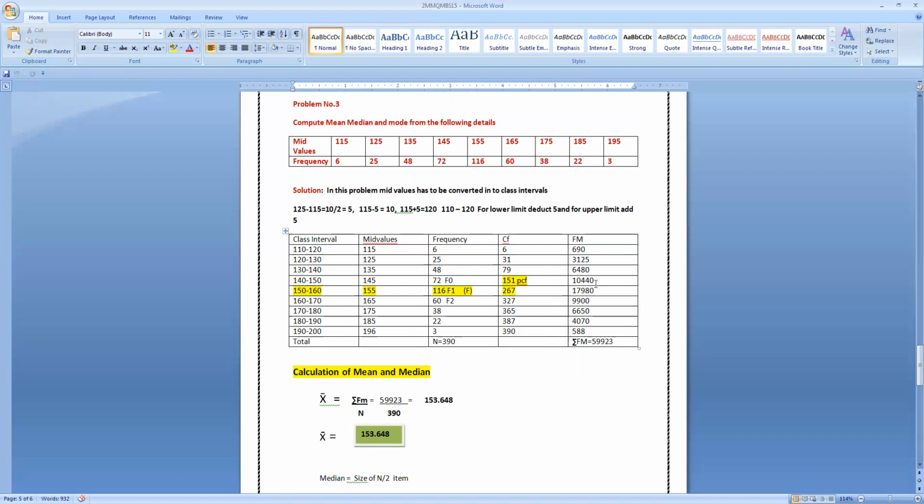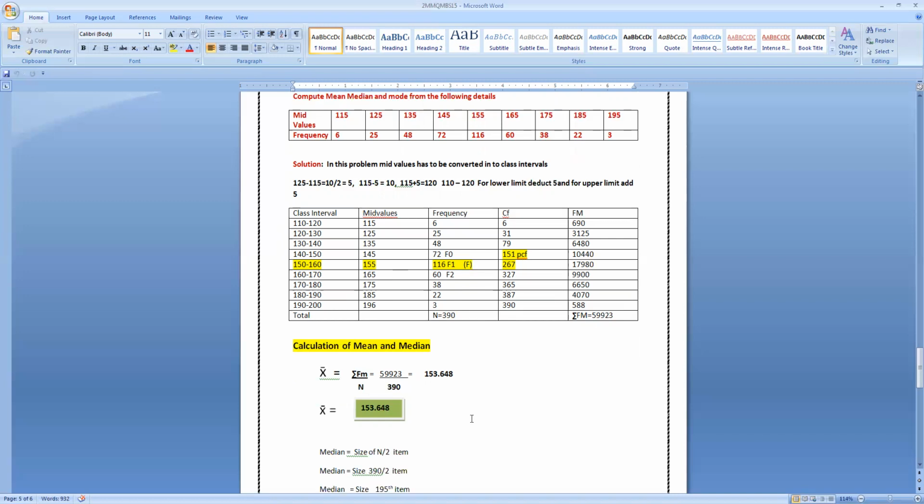145 into 72 is 10,440, 155 into 116 is 17,980, 165 into 60 is 9,900, 175 into 38 is 6,650, 185 into 22 is 4,070, 195 into 3 is 588. Then we total the value of fm, it is 59,923. The same has to be substituted in the formula, mean equals sigma fm by n. 59,923 divided by the total frequency 390. Therefore, the value of mean is 153.648. This is how we need to calculate the value of mean.